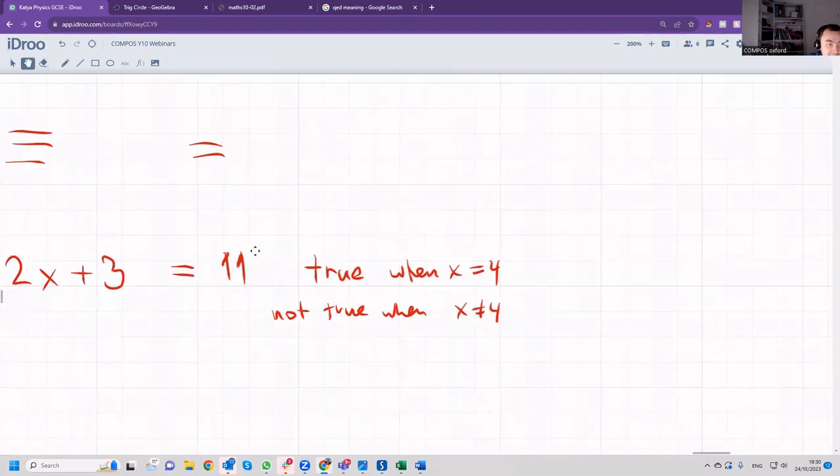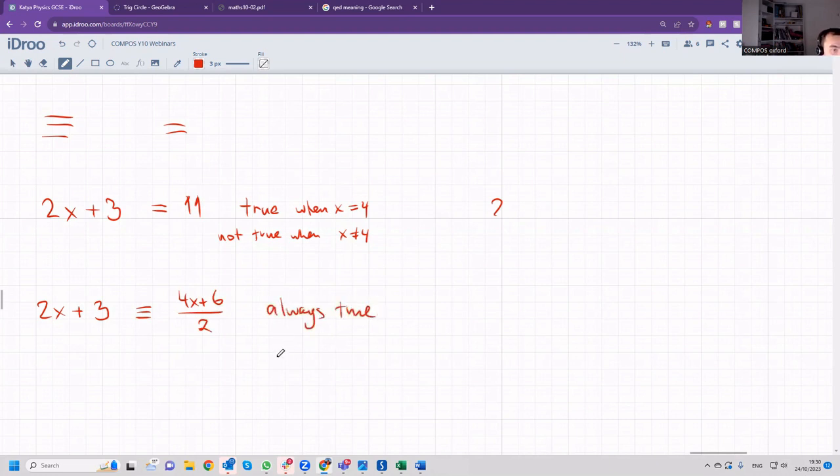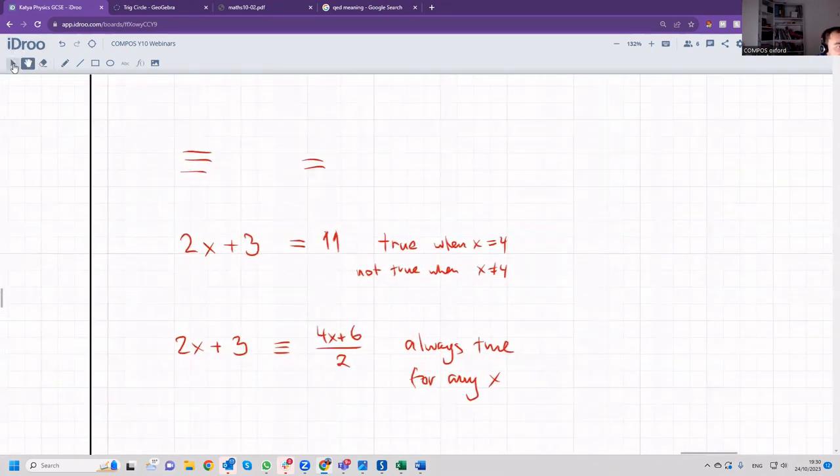Whereas an identity, for example, 2x plus 3 and (4x plus 6) over 2, is always true. Always true for any x. This is the difference between equation and identity.